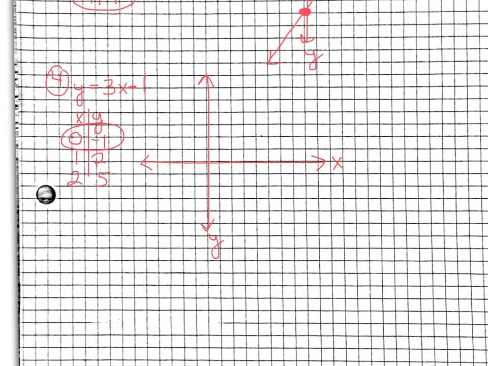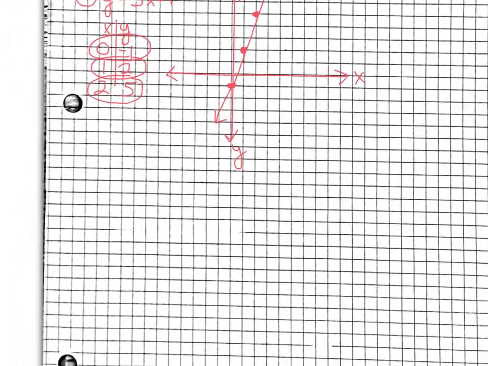0, negative 1, go over 0, down 1. 1, 2, go over 1, up 2. And then 2, 5, go over 2, up 5. And again, look at the magic. They line right up. And so connect them and extend it beyond the points. All right, we're almost done. 2 more.